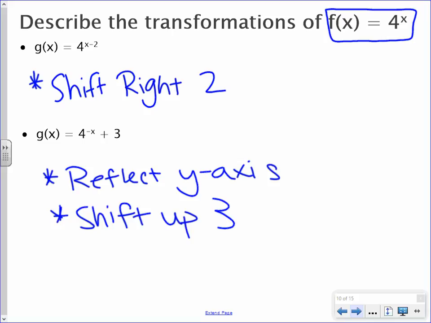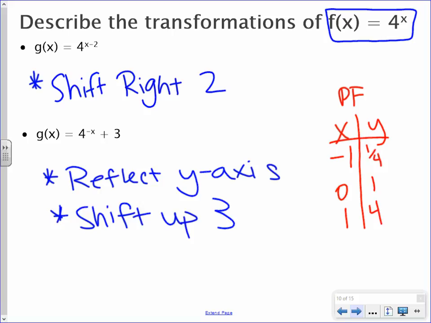Okay. If I were to ask you to graph them, I would want you to think about the parent function, -1, 0, 1, but now since our base is 4, our y values would be 1/4, 1, and 4. If our base was 10, it would be 1/10, 1, and 10. Okay, adjust these y values based on whatever your parent function base is.